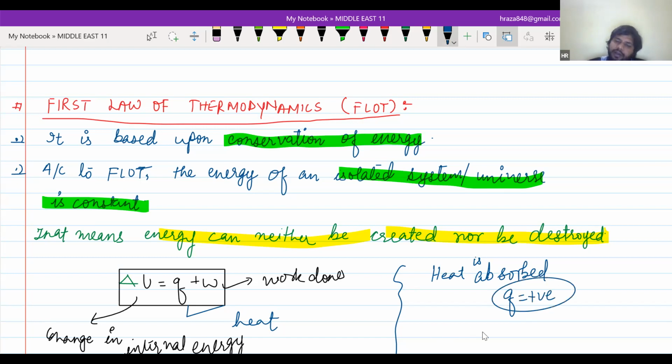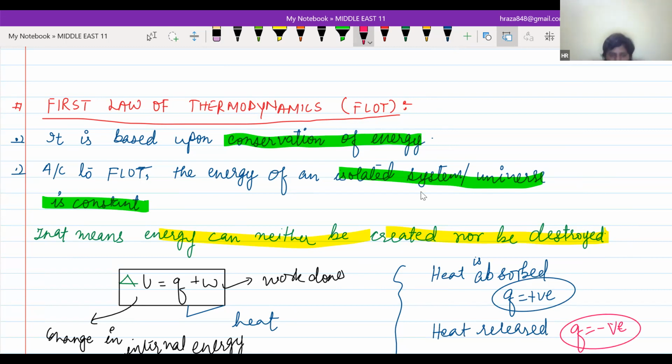And if heat is released, that means heat is released by the system, so Q is negative. This is very important. Q is negative. You can write it.